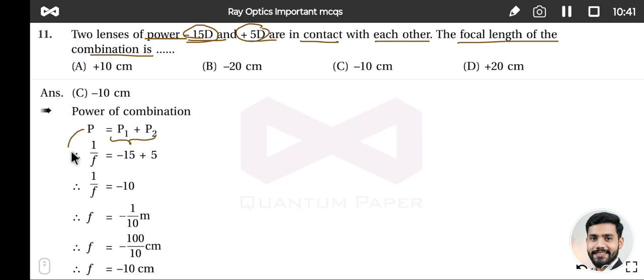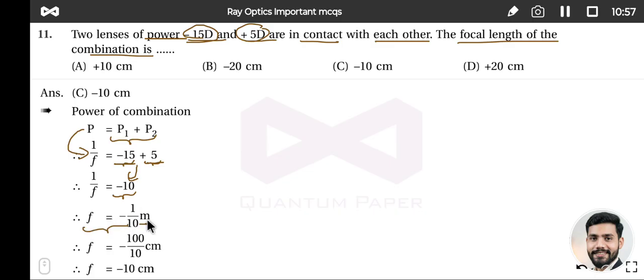So power is nothing but 1 by f, reciprocal of focal length. P1 is minus 15, P2 is plus 5. So minus 15 plus 5, which is nothing but minus 10. So 1 upon f is equal to minus 10. If we take the reciprocal, we will get f is equal to minus 1 by 10.